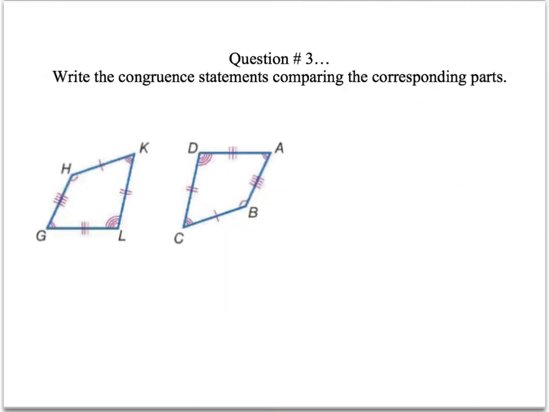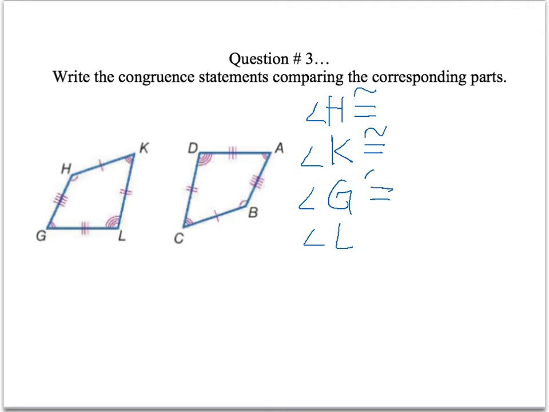Skip a line and write number 3. In this statement, we're going to write the congruent statements comparing corresponding parts, just like we did in questions 1 and 2. So I'm going to start with angle H, angle K, angle G, and angle L. And pay close attention to the hash marks. I'm going to do the first 2 for you, and then I'd like you to stop the video or pause it and do the last 2.